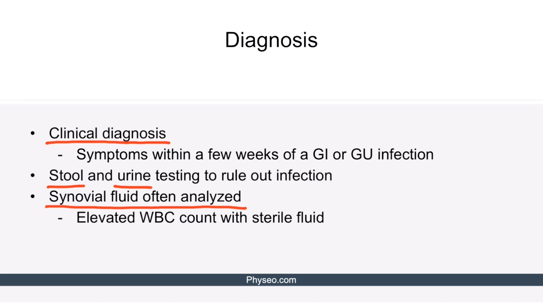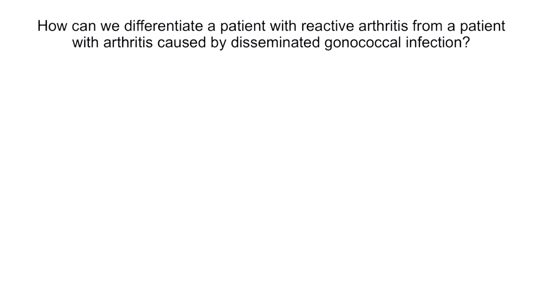Now, in the knee of a patient with reactive arthritis, there will be an elevated white blood cell count with sterile fluid, meaning no organisms are found on gram stain or culture. How can we differentiate a patient with reactive arthritis from a patient with arthritis caused by disseminated gonococcal infection? Okay, try to think of 2 or 3 distinguishing factors.